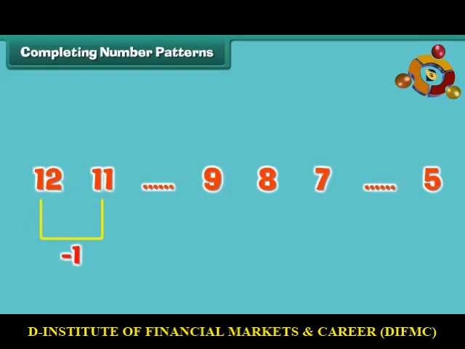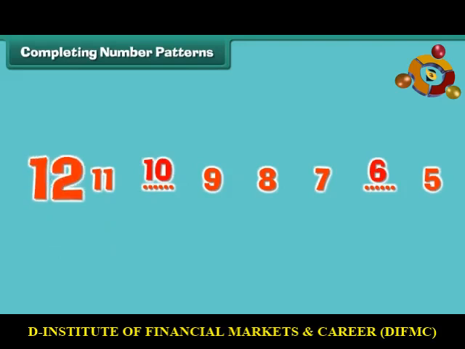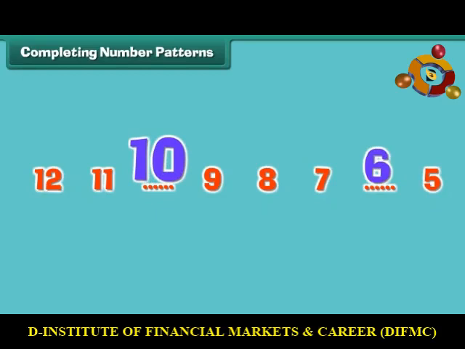We can find the missing numbers with the help of reverse counting. 12, 11, 10, 9, 8, 7, 6, 5. So, the missing numbers are 10 and 6.